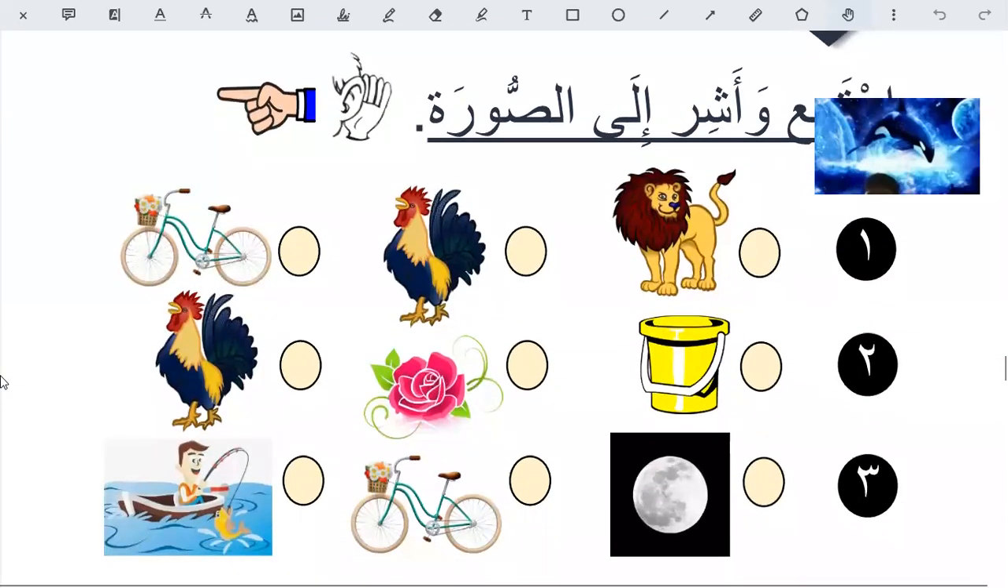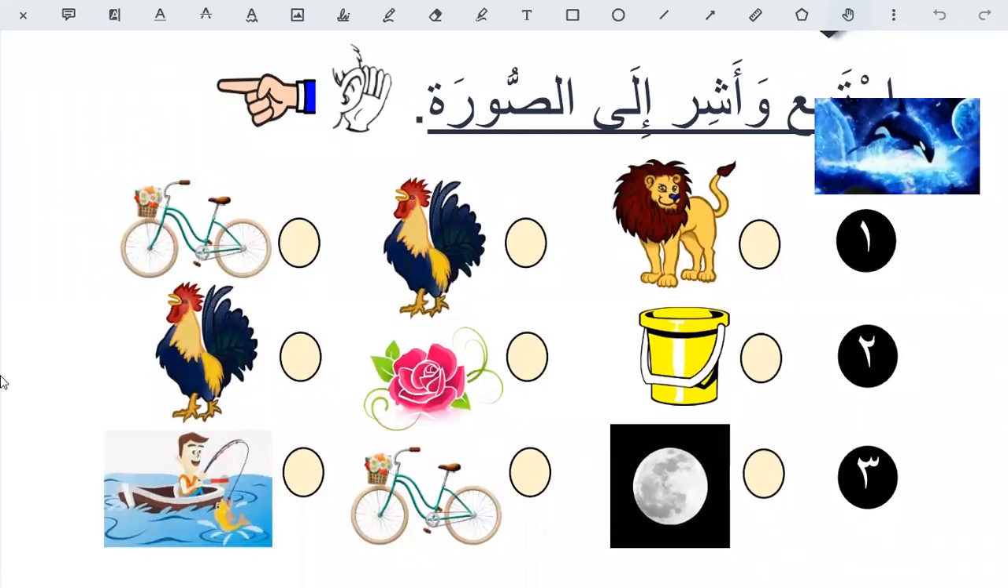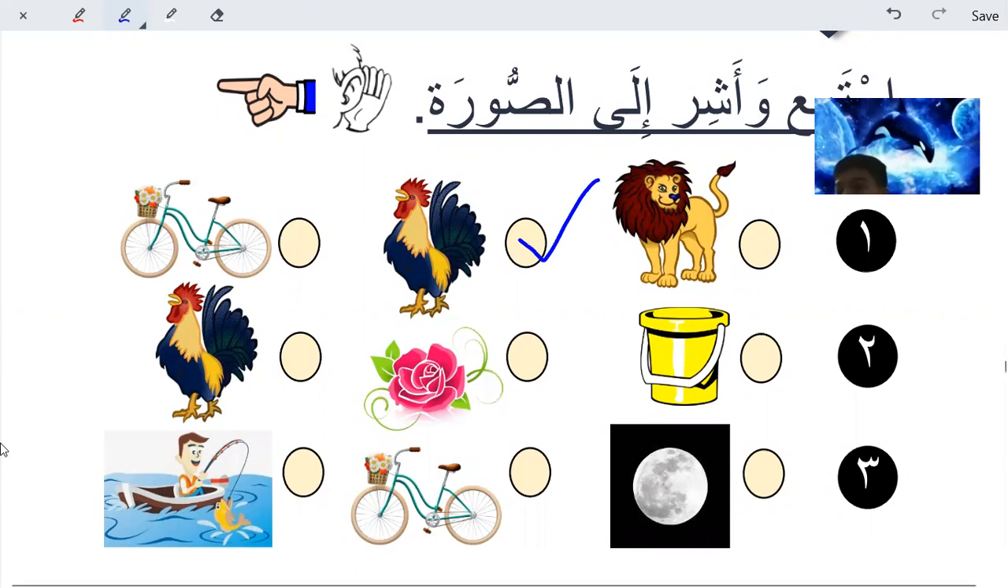Istami wa ashir ila as-sura. Listen and point to the picture. So Deek. Deek is the rooster. Good. Dalv. Dalv is the bucket. Darraja. Darraja is the bicycle. Good.